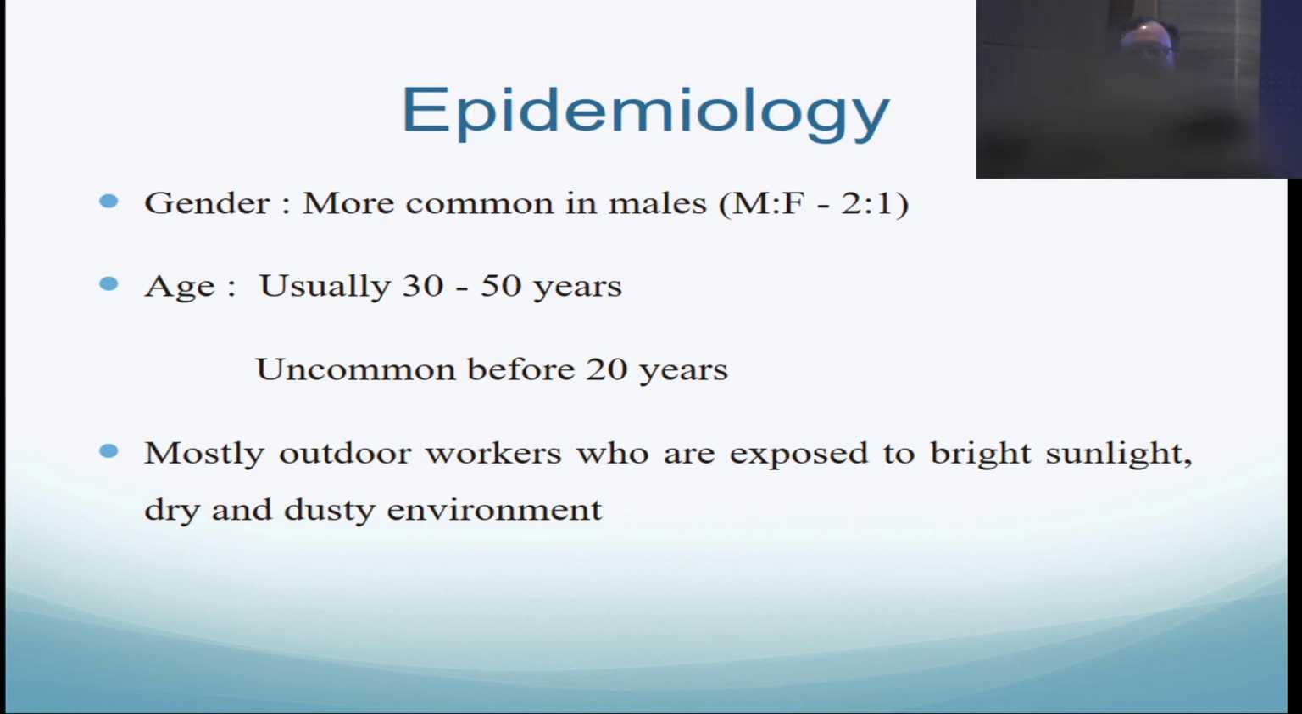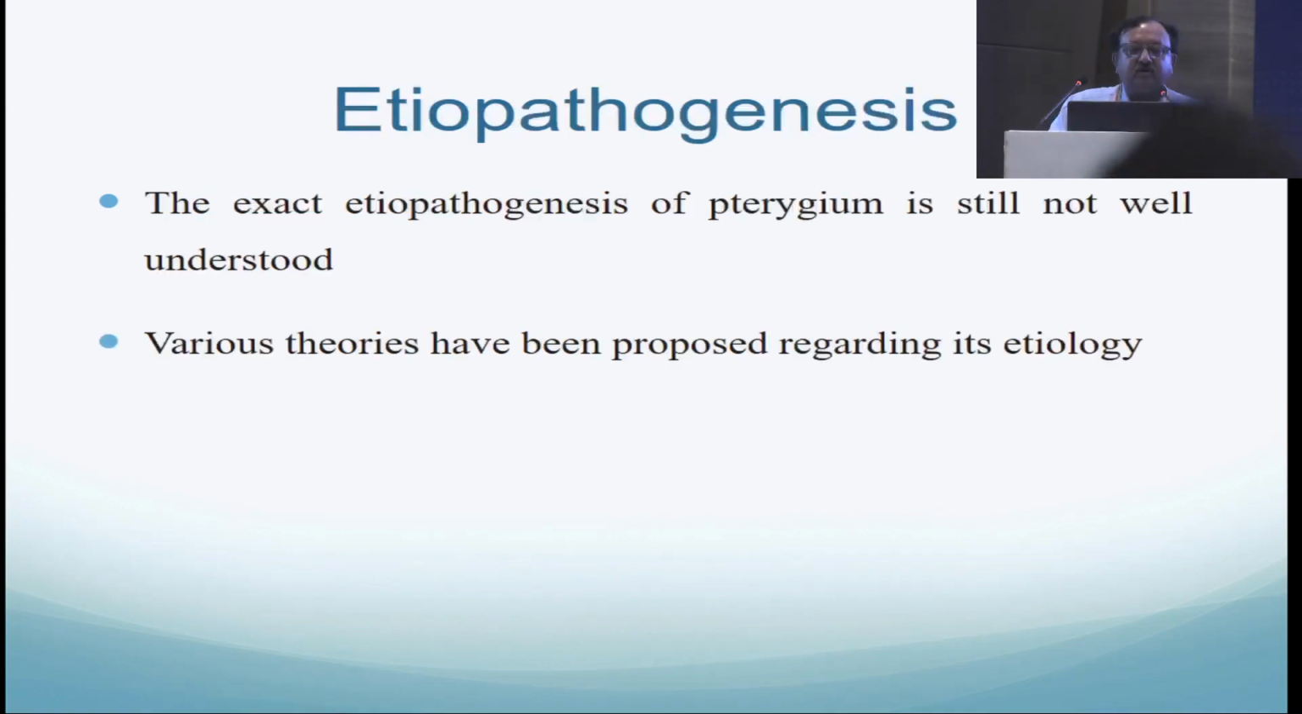Males are more commonly affected. The male-female ratio is 2:1. Usually it occurs between 30 to 50 years of age, uncommon before 20 years. Mostly outdoor workers are the sufferers, who are exposed to bright sunlight, dry and dusty environment.